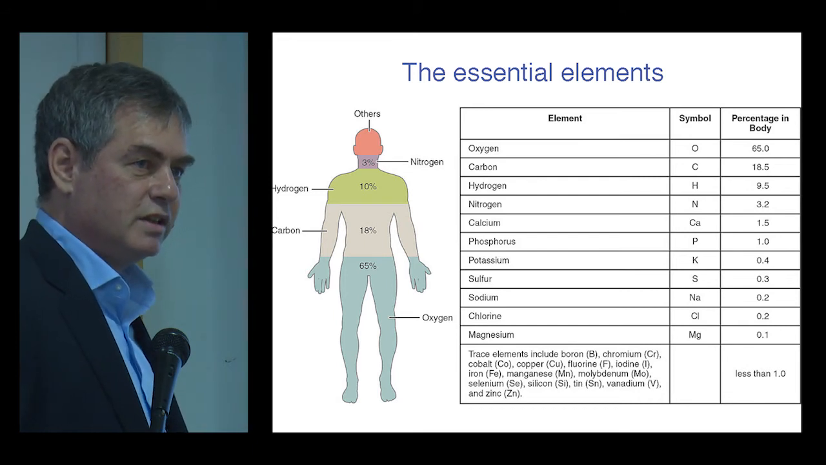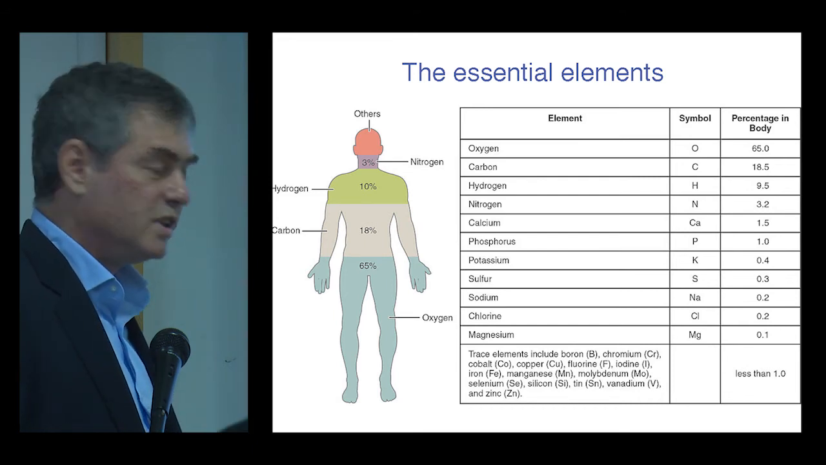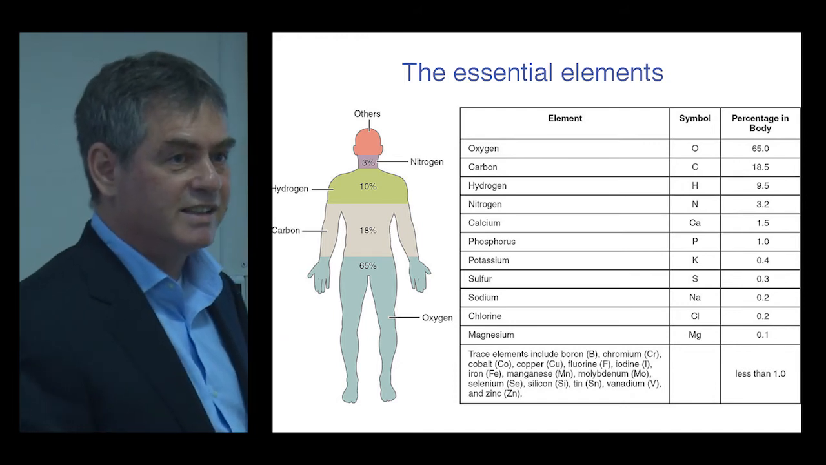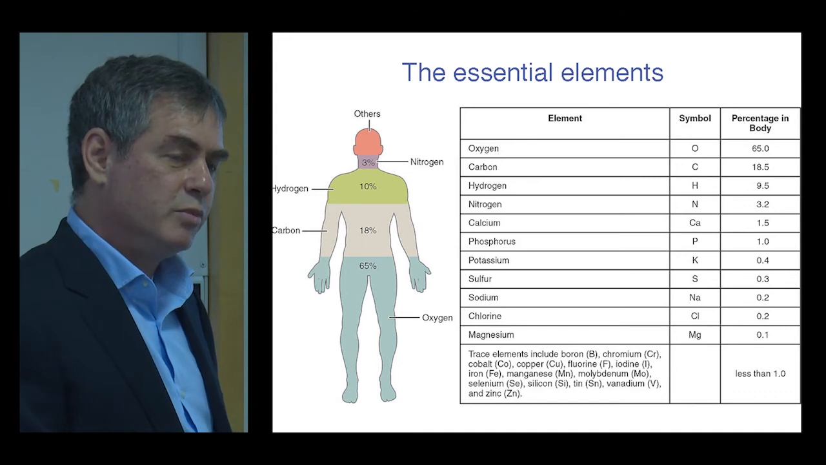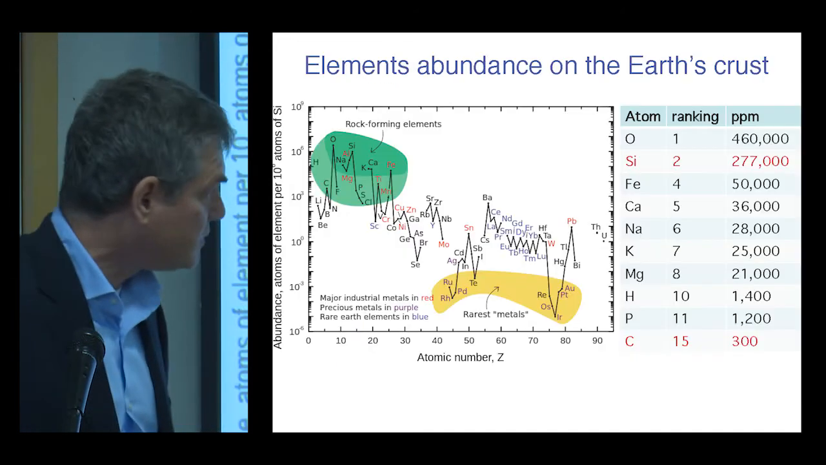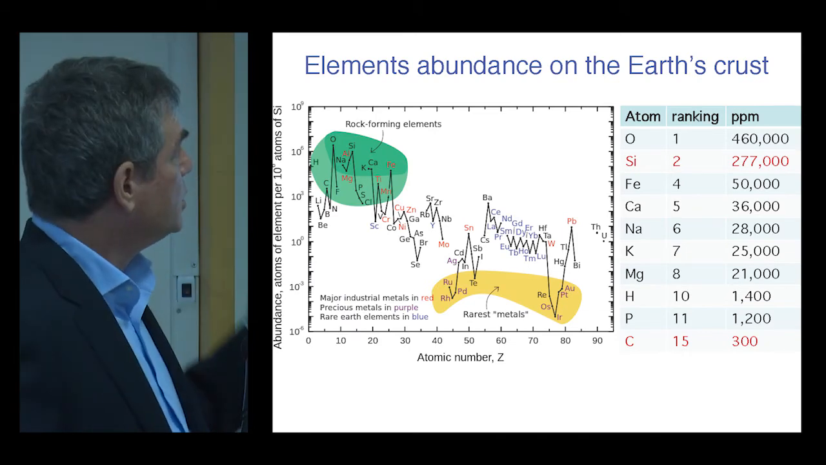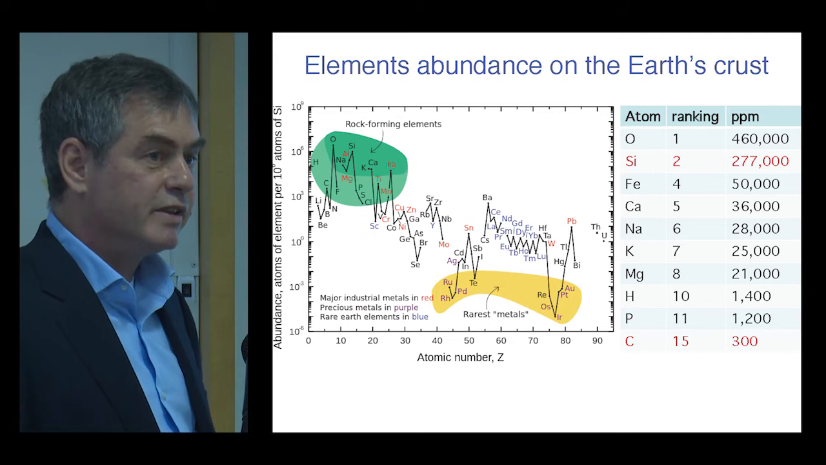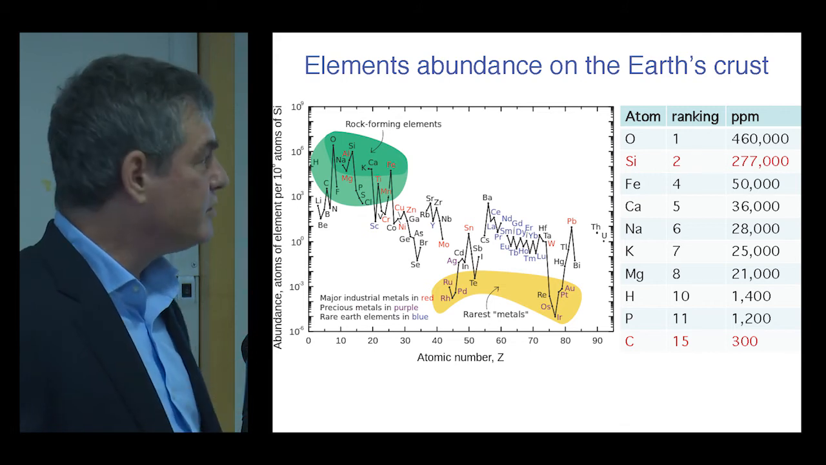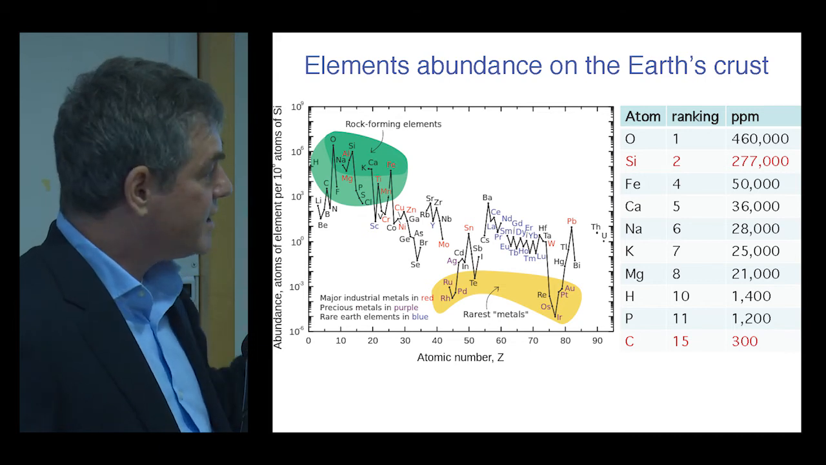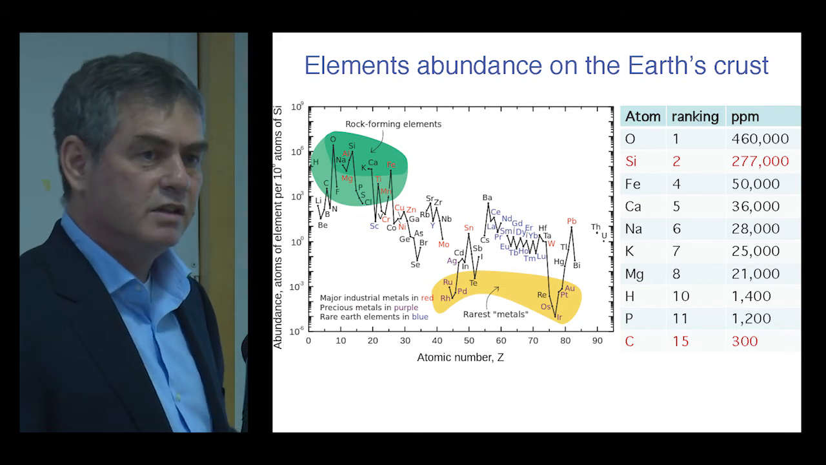We can also see that silicon is absent. Silicon is not a vital element. It does exist. It may exist in our body as a trace element, but it's not important for the function of our bodies. And when we compare this to the abundance of the elements on the crust of the Earth, we see a huge difference, because on the crust of the Earth, silicon is the second most abundant atom. It is 1,000 times more abundant than carbon.